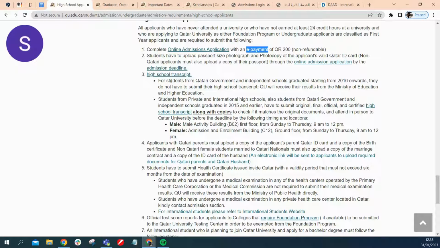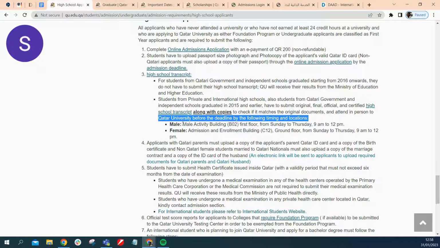Then you need to get your high school transcripts. And please note carefully here that it says you should get a certified high school transcript along with copies. So please make sure to certify these copies when you are uploading them, and you also have to send copies to Qatar University before the deadline of the following timing. This is very important because they need you to get this to them before the deadline.